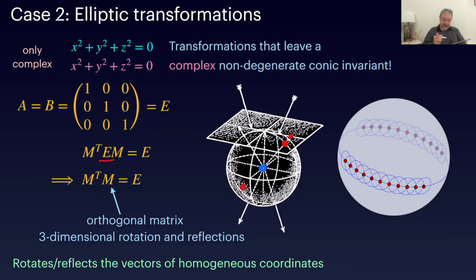So you see, this world of elliptic geometry is really best understood on the sphere, and the transformations are really nothing else than the rotations and reflections of this sphere. Little remark here, as in the hyperbolic case, we essentially have 3 degrees of freedom.